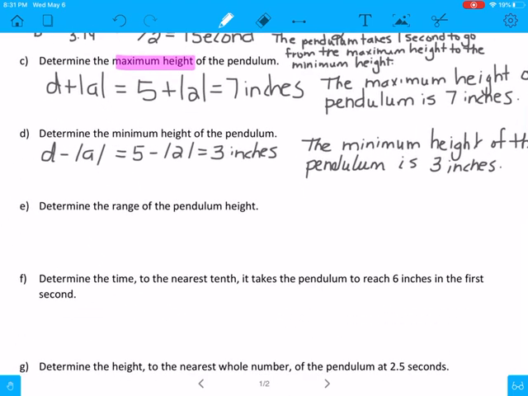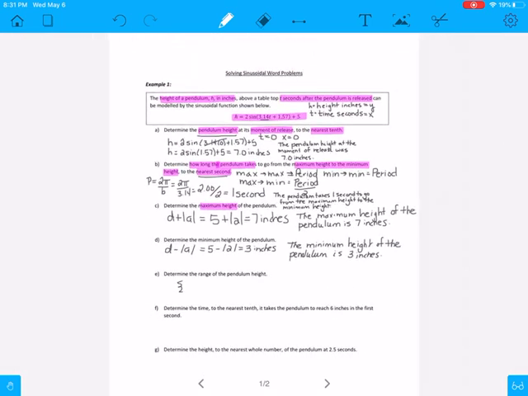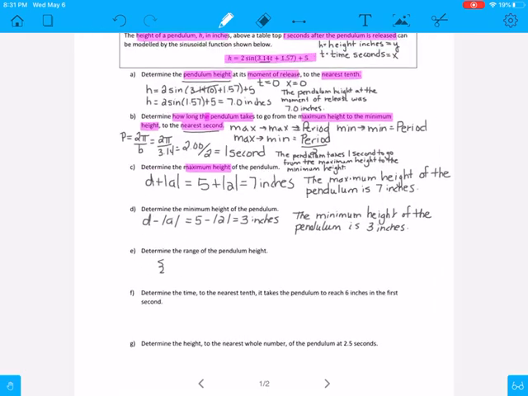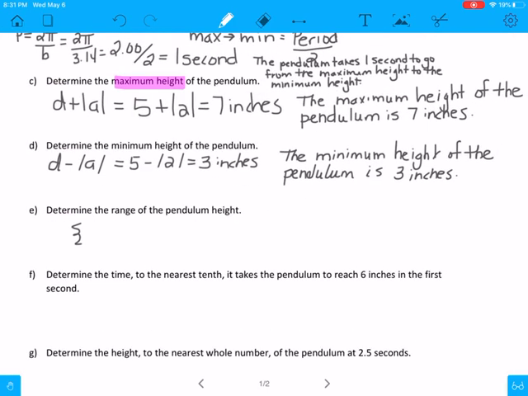Then they want us to determine the range of the pendulum. Normally it's y, but what is y in this equation? It's h. So I'm not going to use y, I'm going to use h, such that 3 is less than or equal to h is less than or equal to 7, because I'm giving the height restrictions.